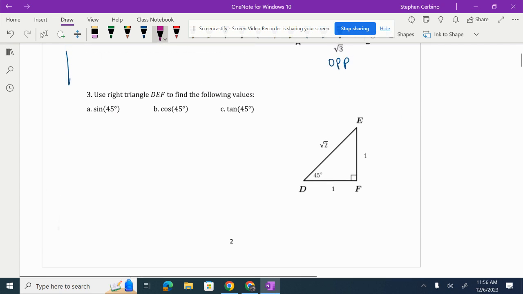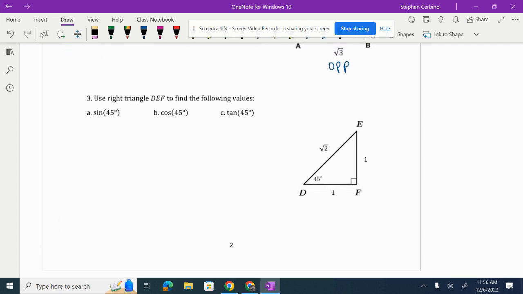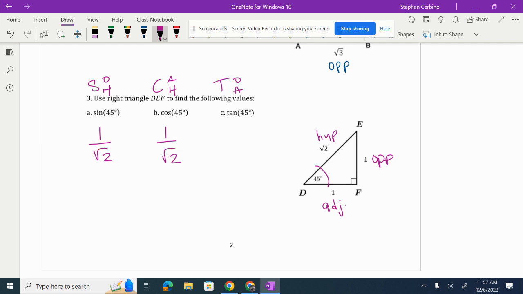So here's where I want you to pause the video and try number 3 yourself. I've already labeled the angle for you, so go ahead and try it. Okay, I'm hoping that you paused and tried this yourself. If you did it correctly, you would have labeled this as opposite, adjacent, and hypotenuse. The sine would be the opposite over the hypotenuse, which is 1 over the square root of 2. The cosine would be the adjacent over the hypotenuse, which is 1 over the square root of 2. And the tangent would be opposite over adjacent, which is 1 over 1, which just becomes 1.